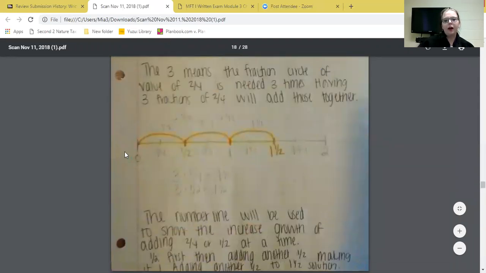And on the number line, we're just going to move the 1/2 3 times. So 1/2, we're going to land on, add another half, and we're going to get a whole 1, and add another half, and we're going to get 1.5.